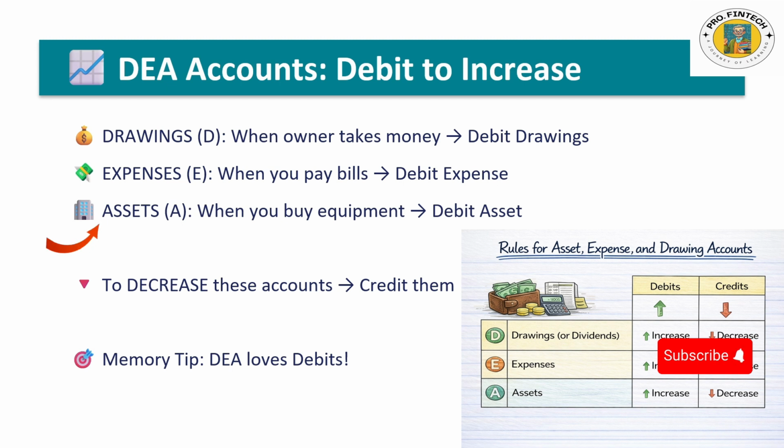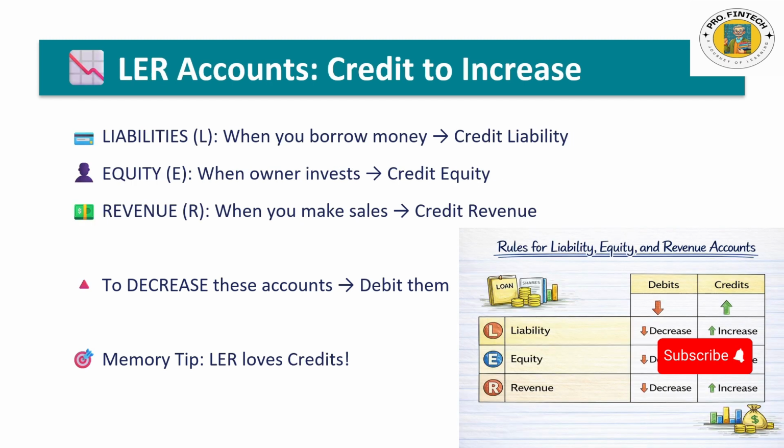Assets: when you buy equipment, furniture, inventory, or receive cash, you debit the asset account. Why? Because your business now owns something new. Here's the pattern. DEA accounts increase with debits, decrease with credits. So if you buy a car, assets increase, debit the car account. If you sell a car, assets decrease, credit the car account. Just remember, DEA loves debits. When DEA accounts go up, debit them.